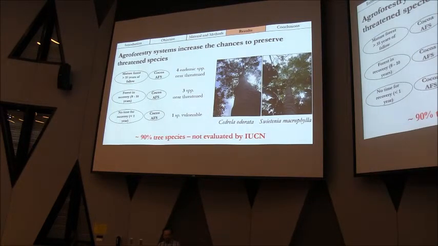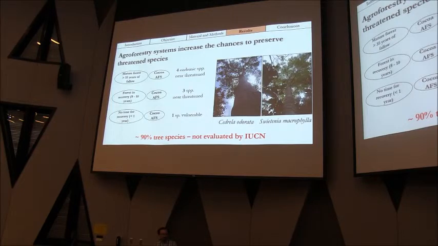The thing here is that almost 90% of the tree species are still not evaluated by the IUCN. So that inventory that I did here shows that percentage has still not been evaluated. So that suggests that probably if we evaluate those trees in terms of endangered categories, the conservation impacts of this approach might be higher.